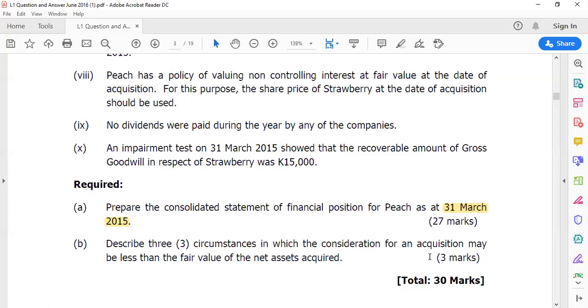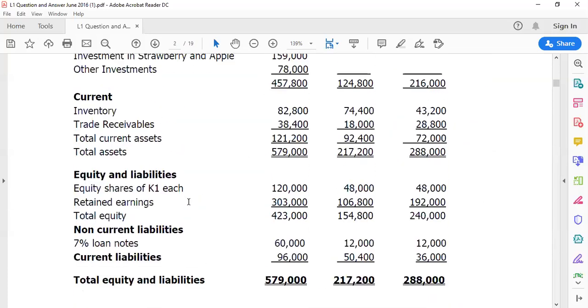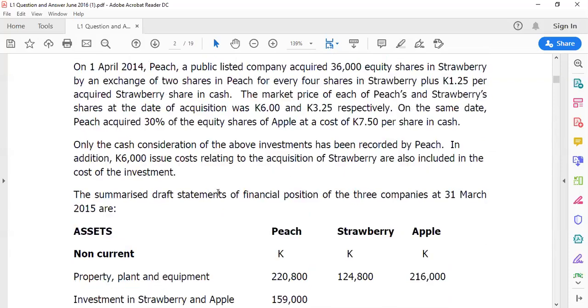We've gotten all of it. After we've done more than these 3 marks, we've gotten all of it. So now let's go back to the rework. Prepare the SFP of Pitch at the 31st March 2015. So we know it's an SFP. Always, every single time, check the date of the trial balance. The date of the trial balance is when? 31st March 2015. It is just the same as the date of report. Have you seen?